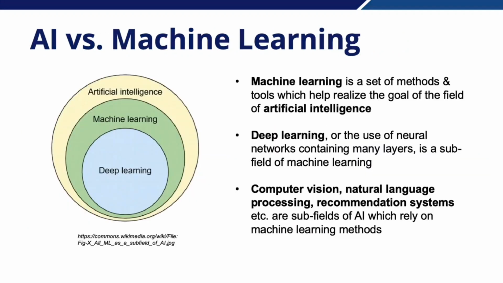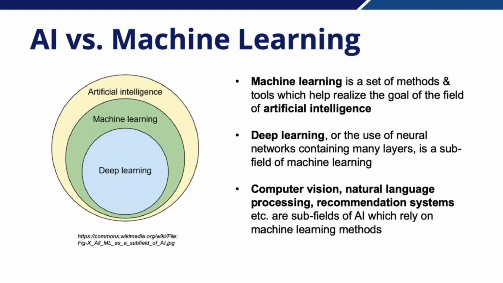So one common question that we see is, what is the difference between artificial intelligence and machine learning? Artificial intelligence is the broad field of trying to replicate aspects of human intelligence in machines. Machine learning can be considered as a subset of artificial intelligence, which is focused on a set of methods and tools to help realize the goals of the field of artificial intelligence.